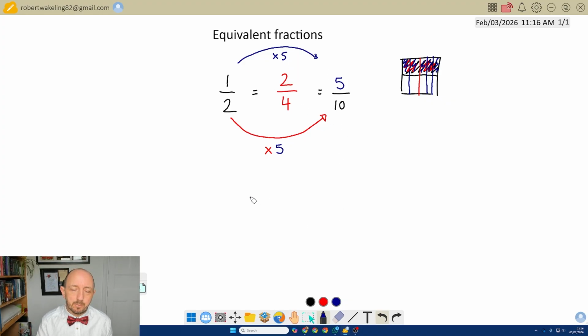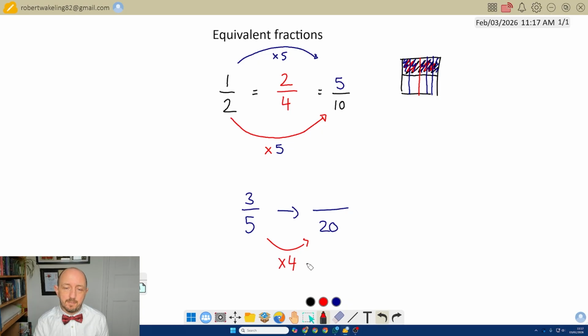So we'll do one more. Let's change 3/5 into an equivalent fraction, let's say 20ths. What do we times 5 by to get 20? The answer is 4. So do the same to the top. 3 times 4 is 12. They are equivalent.